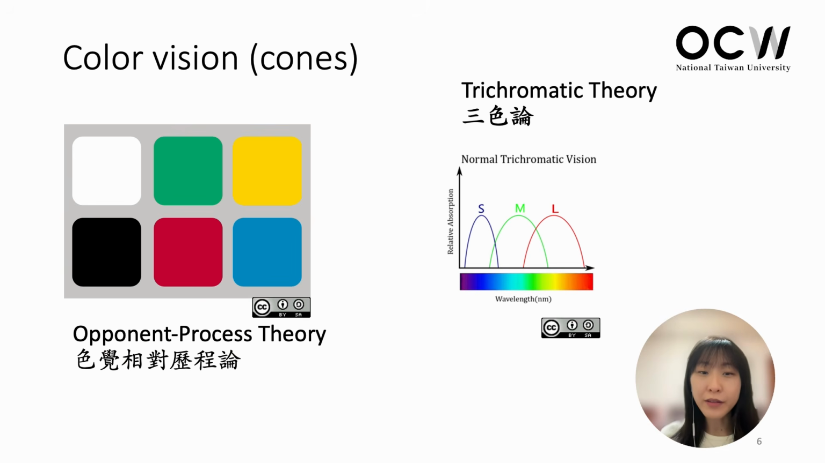As noted earlier, cones are in charge of color vision and fine details. For the scope of this course, we will cover two major theories on color. The first one is opponent process theory, and the other is the trichromatic theory. Based on the opponent process theory, our cones respond to pairs of colors: white and black, green and red, and yellow and blue. Some cells are excited by one of the opponent colors and the other will be inhibited.